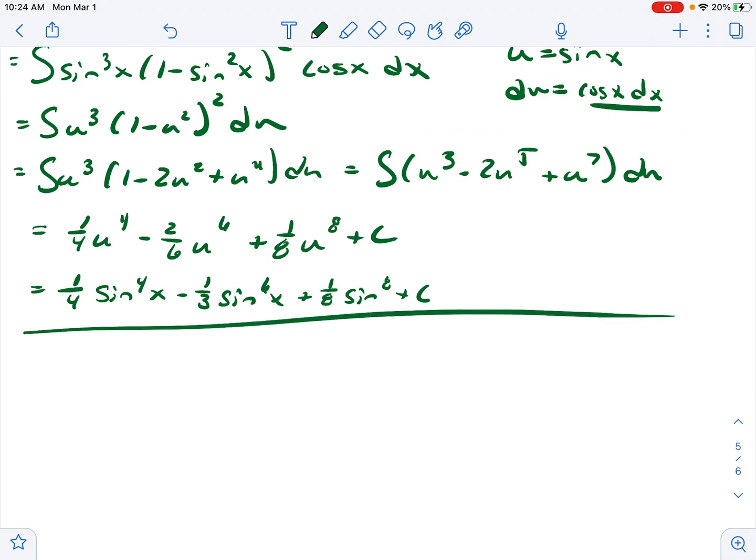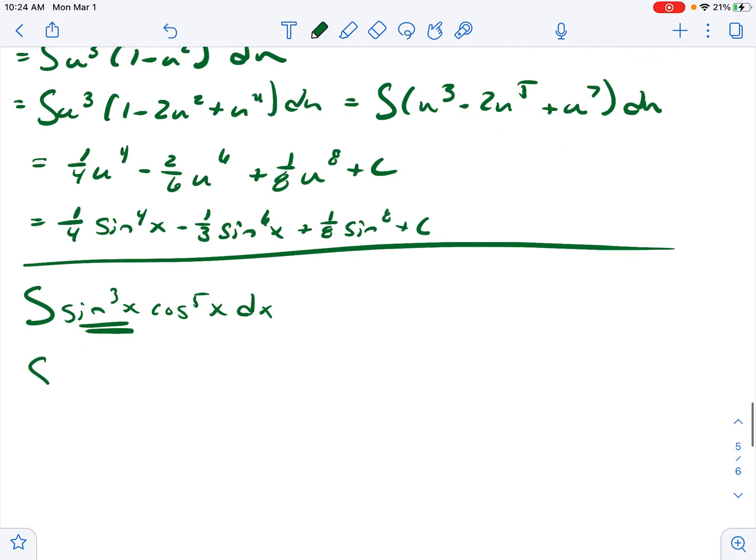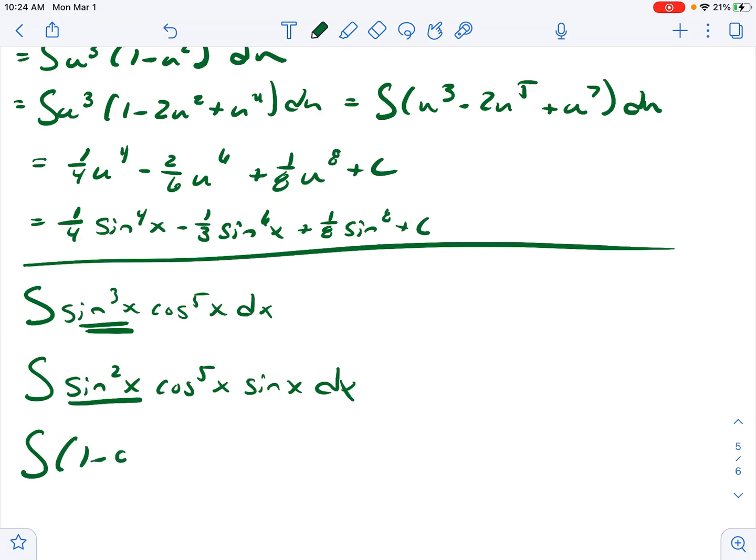I told you it works either way. Let's do it again. Sine cubed times cosine to the 5th. This time, let's break this one down a little bit: sine squared, cosine to the 5th, and the extra sine there. I'm going to replace that with 1 minus cosine squared now. And we just get this. Whoops, can't forget my sine function.